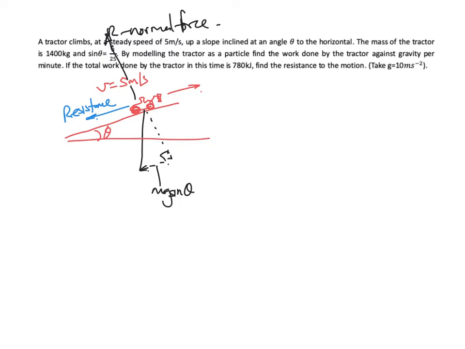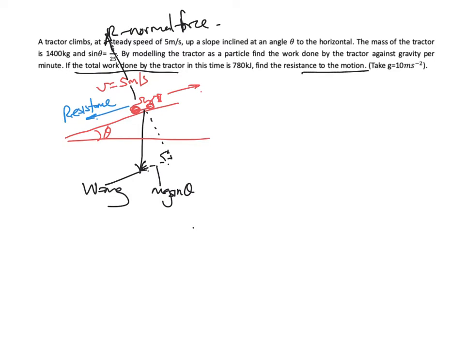I'm not sure if we need this, but let's sketch. Whenever you have a question, remember, please sketch so that you can get a picture, at least you know what to do, what they are asking for. And this is W, which is mg. Work done, the total work done by the tractor in this time is 780 kilojoule. Find the resistance to the motion.